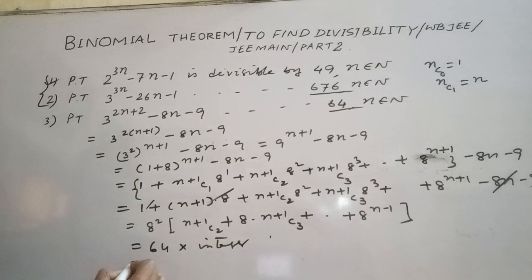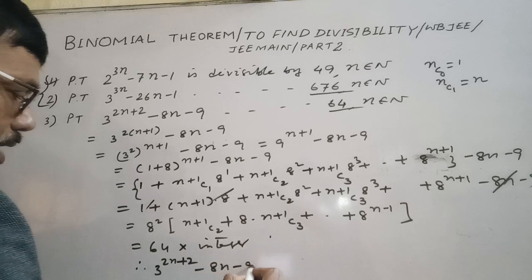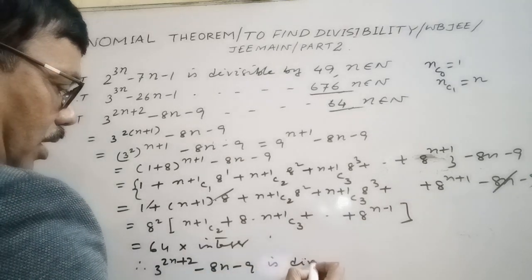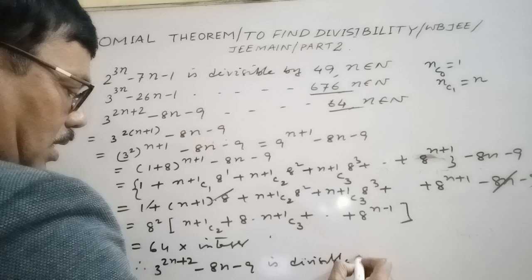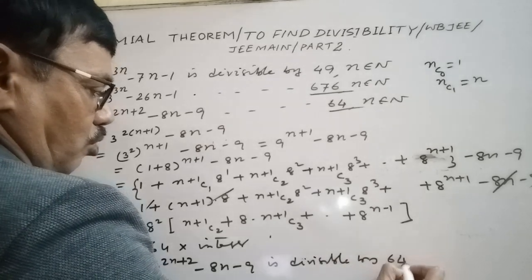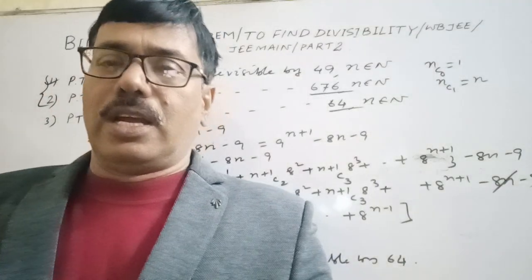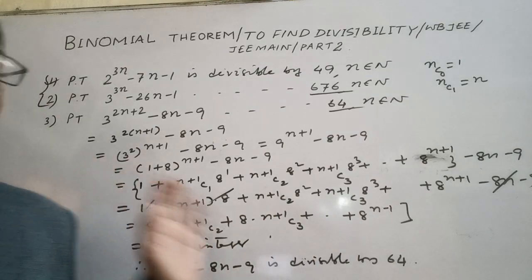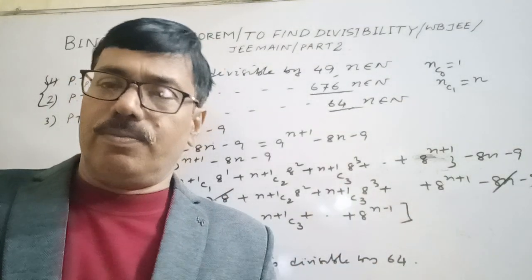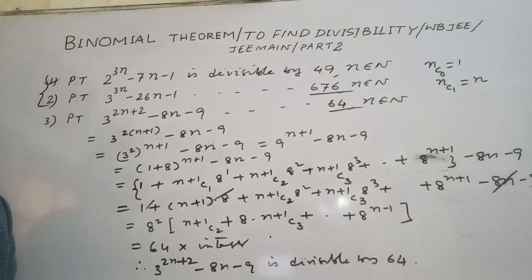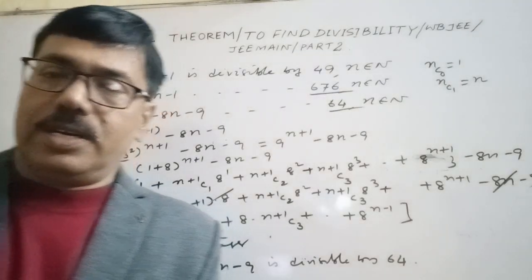Therefore, 3 to the power 2n plus 2 minus 8n minus 9 is divisible by 64. So, they are all of the same type. You can solve this problem by using the induction method also. Next.